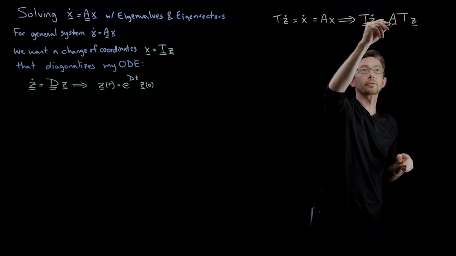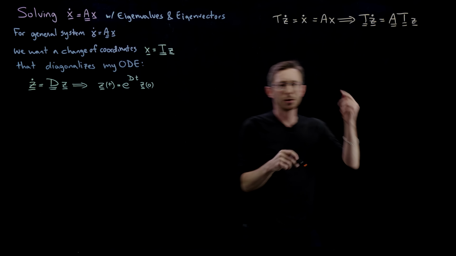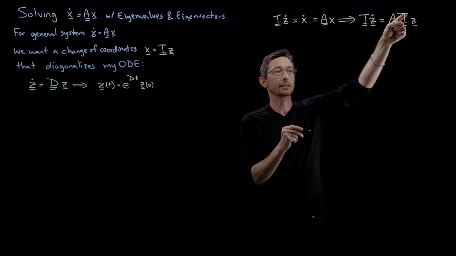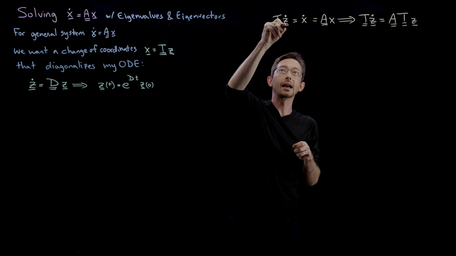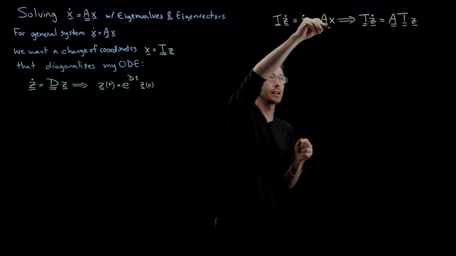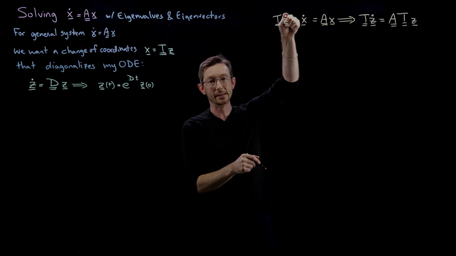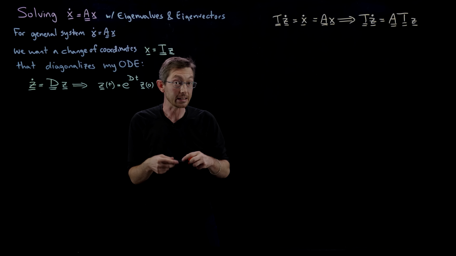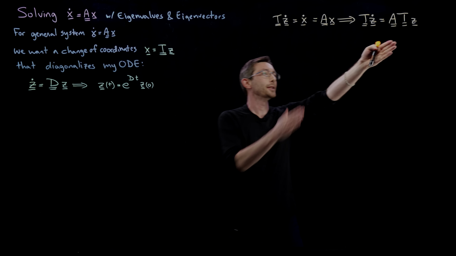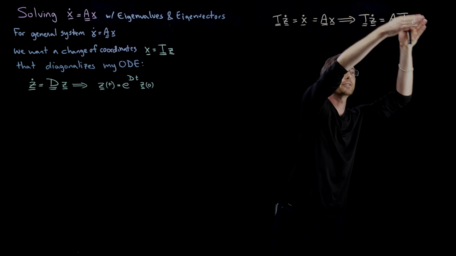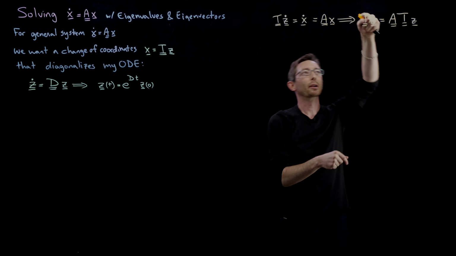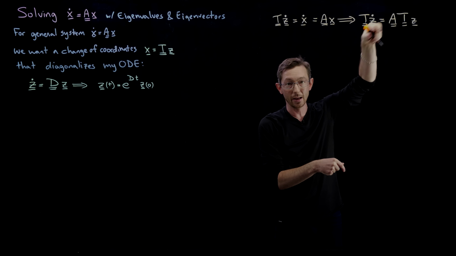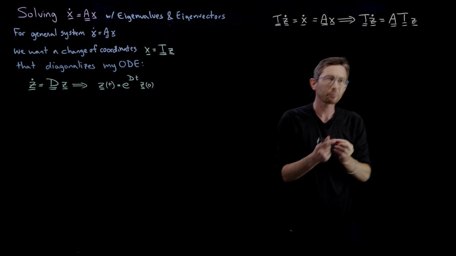And now I'll remember to mark all of these matrices and vectors. Big capital letters I generally use to mean matrices, so A and T are matrices. Z and x are vectors. X is the state of my system, and z is the state of my system in some different coordinate system. I'll tell you what I mean by a different coordinate system in a minute. Now this is starting to get somewhere. We have a differential equation only in z, but I have this pesky T out here, so I'm going to invert this T and multiply on both sides by that.